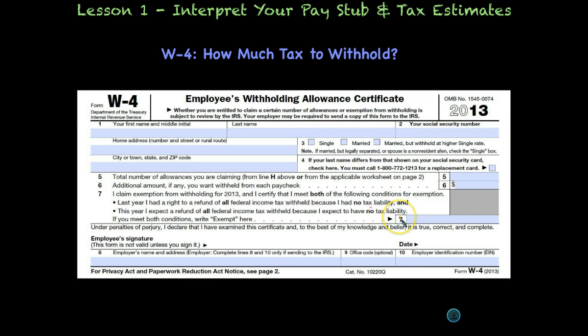There is this box 7 here. You can claim an exemption. Most students claim this. So you can write exempt here, and that means no federal or state taxes will be withheld. There are 2 conditions for you to be able to claim exempt.